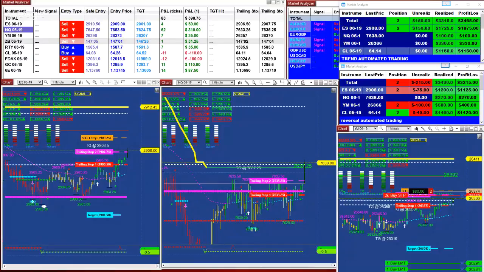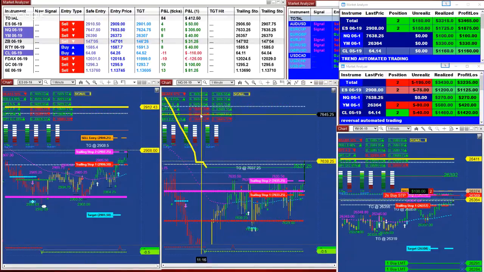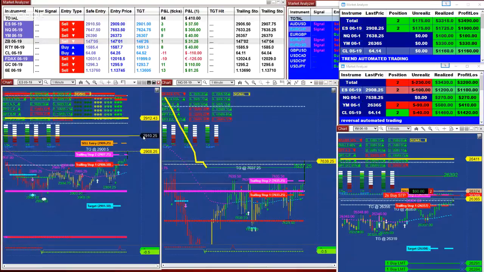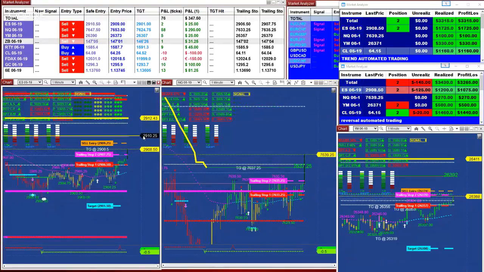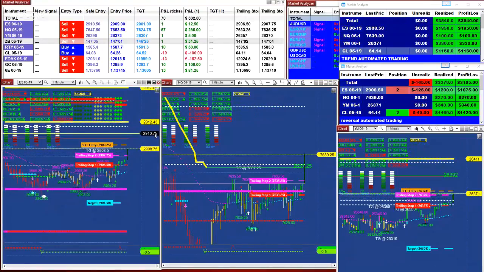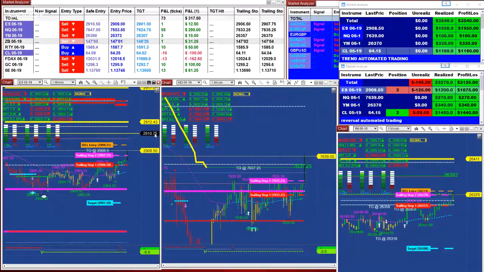A new signal on the Nasdaq is coming. A new signal on the Nasdaq is coming very soon. Also, ES and YM is coming, all signals coming in. Try to follow us on a sim with it, please. We're about to have a new signal.